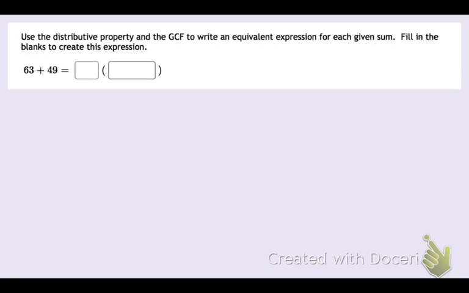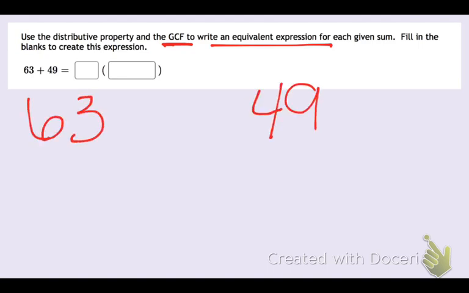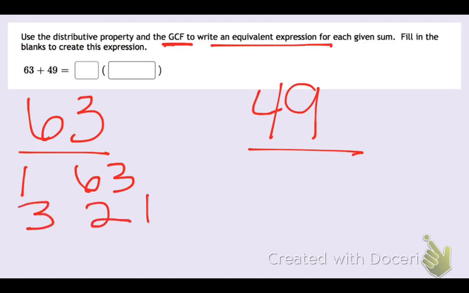This one says use the distributive property and the GCF to rewrite the equivalent, so the same as, expression for each given sum. Fill in the blanks to create this expression. So we are going to be finding the GCF to help us write an equivalent expression. We're finding the GCF of 63 and 49. Remember, I'm writing out all my factors. So I have 1 multiplied by 63, 3 multiplied by 21, and 7 multiplied by 9.